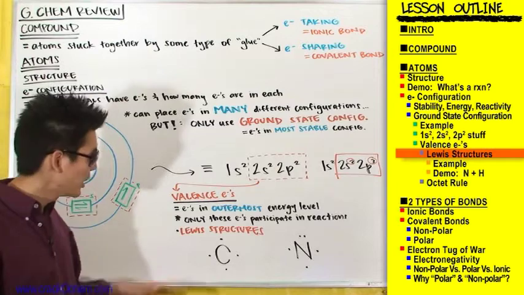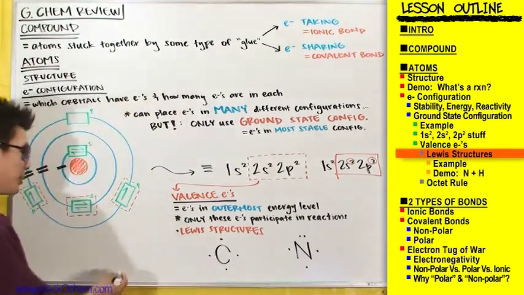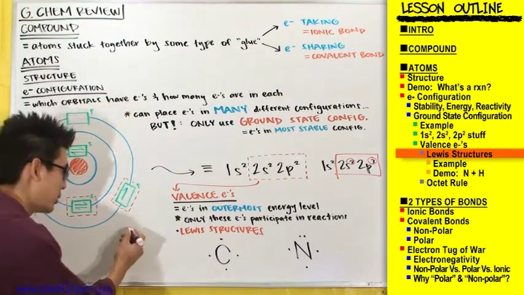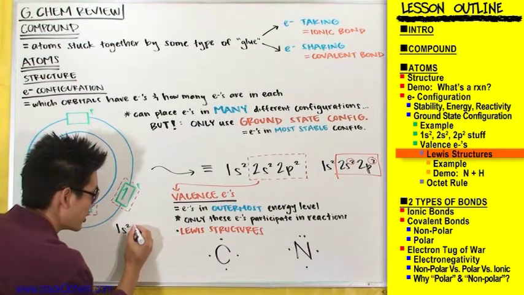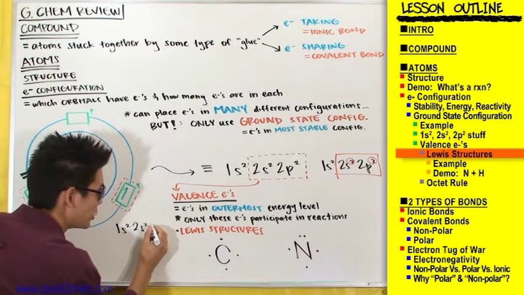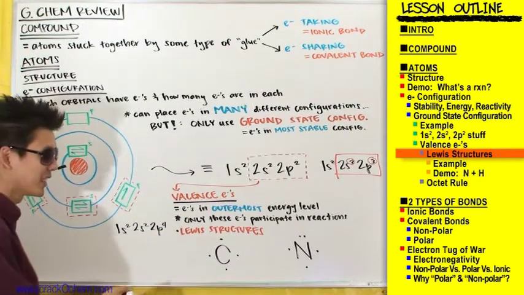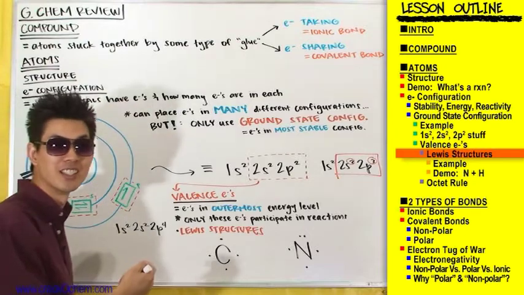Alright, so just to make sure you have this Lewis structure concept down, why don't you go ahead and tell me what the Lewis structure for oxygen would look like. Okay, so I'll help you out and I'll tell you that oxygen has the electron configuration of 1s2, 2s2, 2p4. Okay, so go ahead and take a second and draw out the Lewis structure for oxygen with this electron configuration.